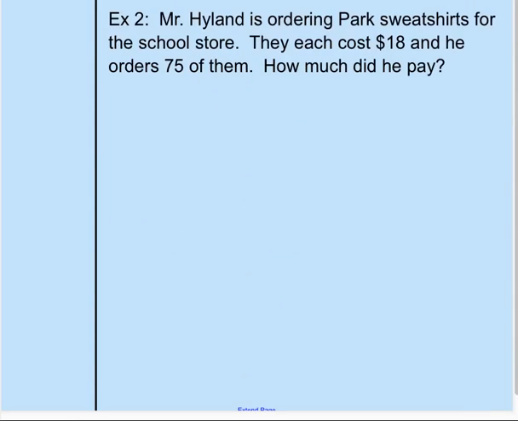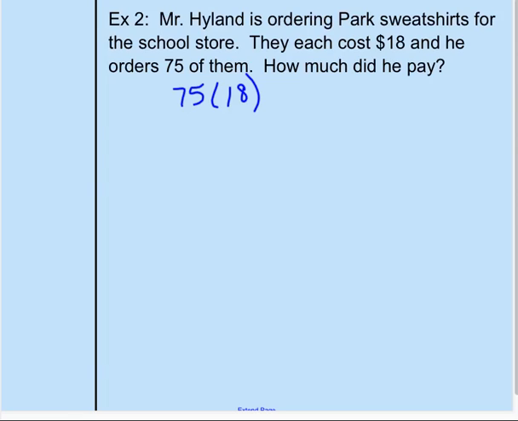We're going to take a look at a word problem, multiplying two-digit numbers. Mr. Highland's ordering sweatshirts that cost $18 each, and he orders 75 of them. So in order to determine how much he paid for all of the sweatshirts, we have to figure out what 75 times 18 is. What I would like you to do is pause the video, choose the method that you like, either the box method or the distributive property, and multiply these two numbers together, and then restart the video to check your answer.